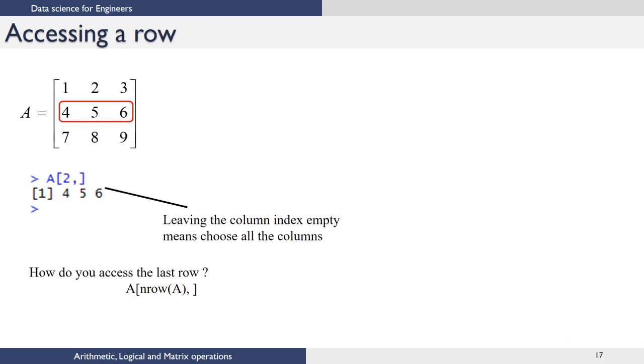Similar to accessing a column, we can access a row of a matrix. What you need to do is you need to specify the row which you want to access and specify nothing in the column index, which says access all the columns. If you want to access row 2, you have to specify in the row ID as 2 and leave empty space in the column ID so that row 2, all the columns will be printed and you will be able to access 4, 5, 6.